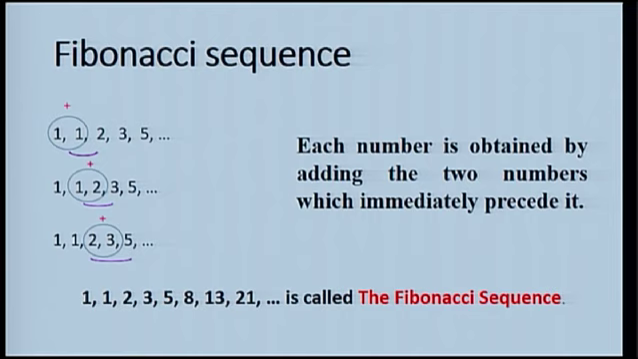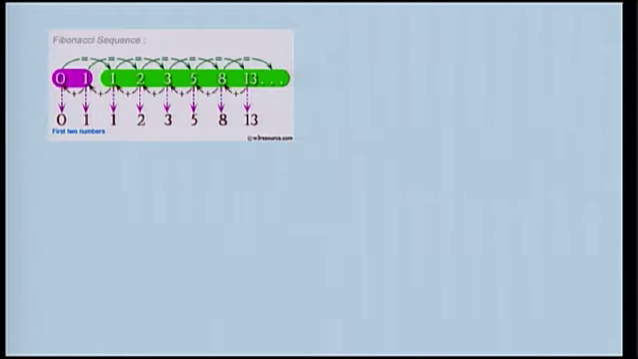1, 1, 2, 3, 5, 8, 13, 21, and so on is called the Fibonacci sequence. So what we have observed is that we need to add the two previous terms to get the next one. Just look at this diagram. So I'm going to add 0 plus 1 to get 1. 1 plus 1 to get the next term, which is 2. 1 plus 2 to obtain 3, and so on.